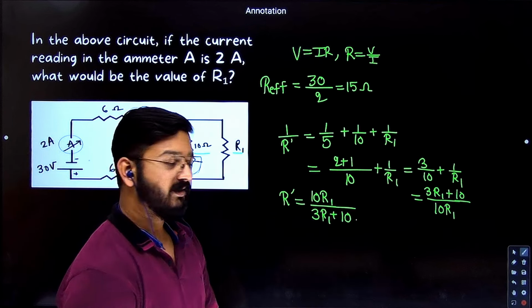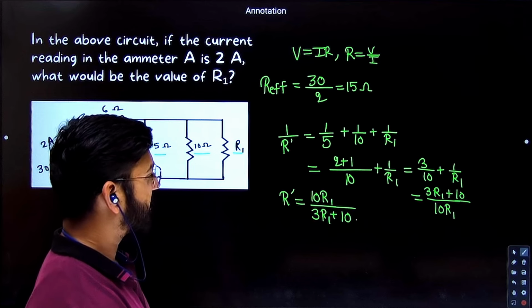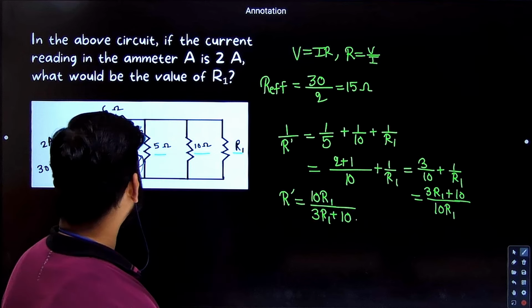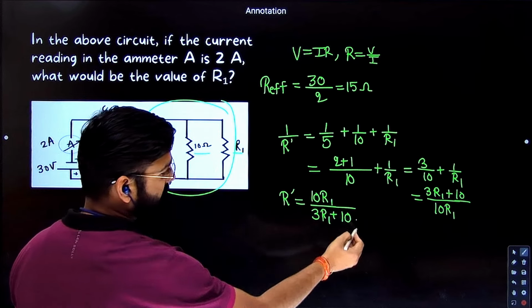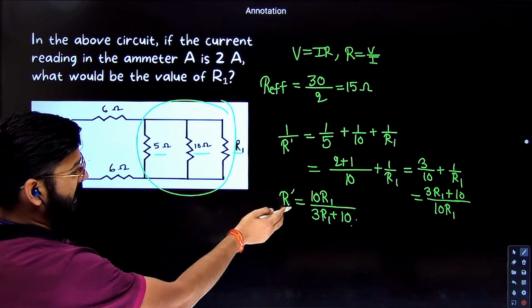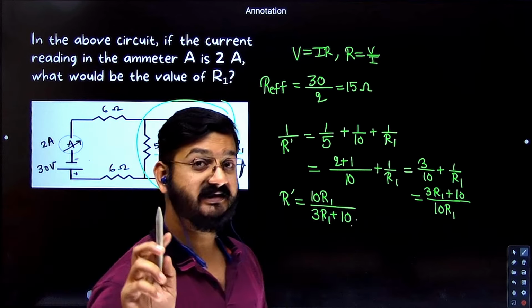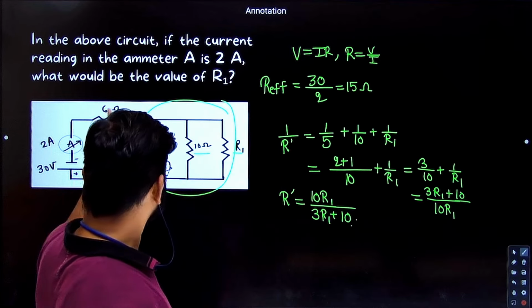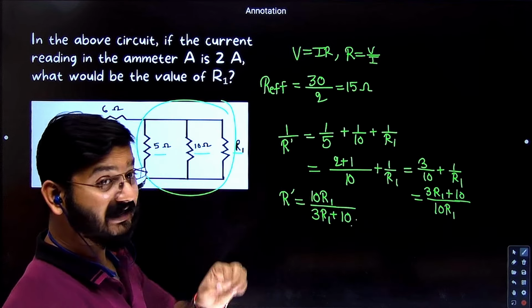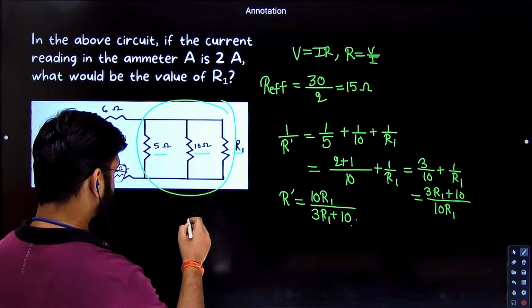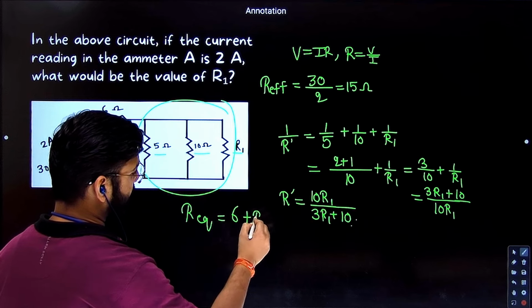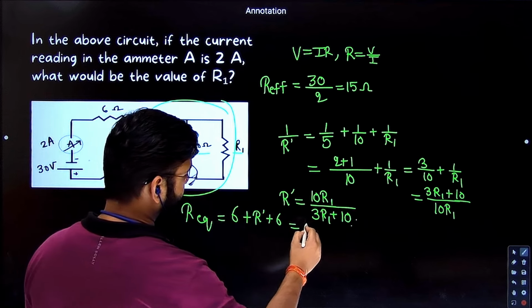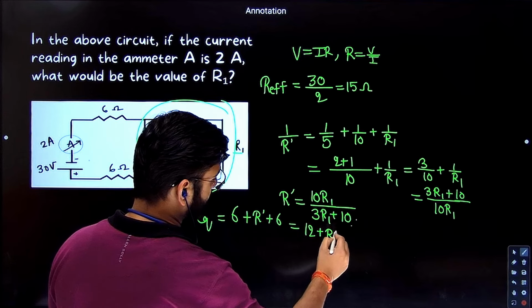Any problem? I hope that all of you are clear till here. 10 R1 divided by 3 R1 plus 10. Now, we solved it. When you solve this, you got this. It means now 6, R dash, and 6 are in series. So R effective will be equal to how much? 6 plus R dash plus 6, which is basically 12 plus R dash.